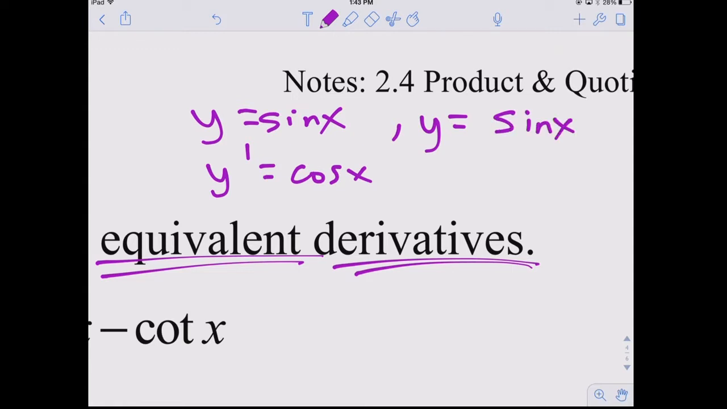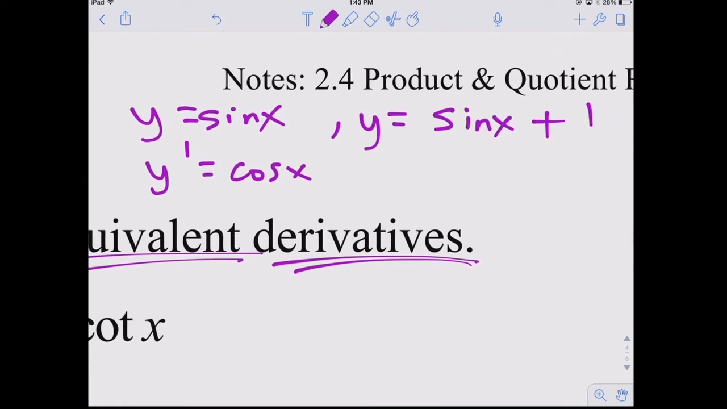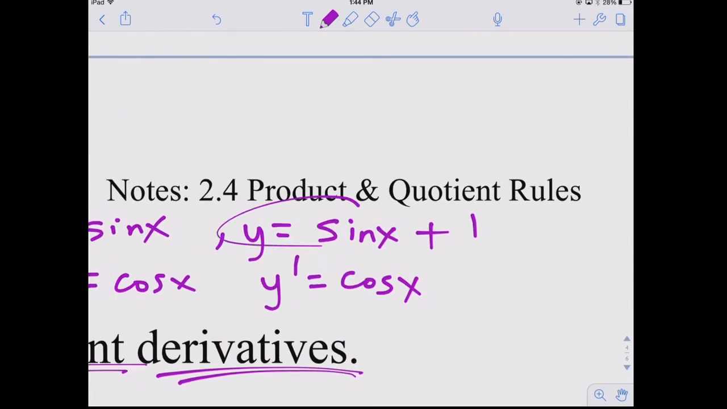How about, there you go, sine of x plus 1. The derivative of that is also cosine of x plus 0. So really, now you can see how you can create any equation whose derivative is cosine, right? It's always sine of x plus some constant. And what would that do graphically if you added or subtracted a number? What does it do graphically? It moves it up or down.